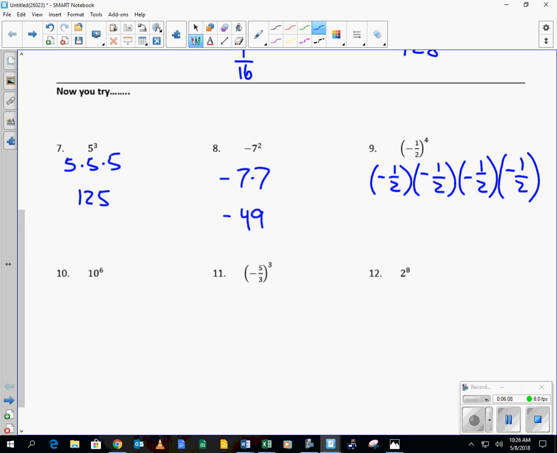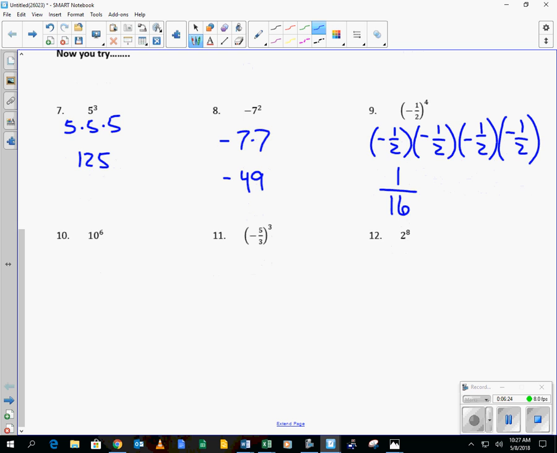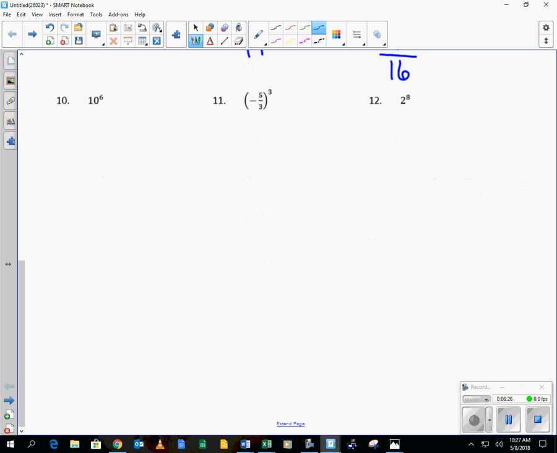A negative times a negative times a negative times a negative will become a positive. And 1 times 1 times 1 times 1 is 1. 2 times 2 times 2 times 2 is 16. 10 to the 6th. 10 times 10 times 10 times 10 times 10 times 10. That's going to be 1 million.